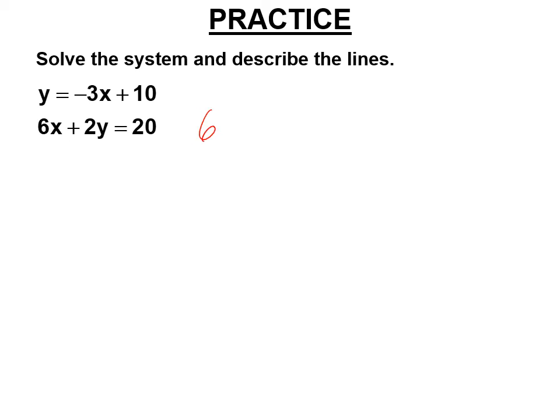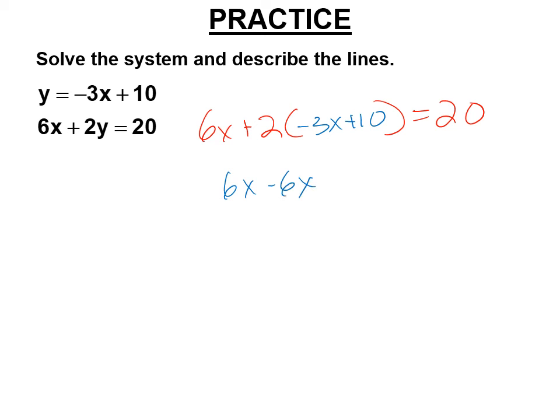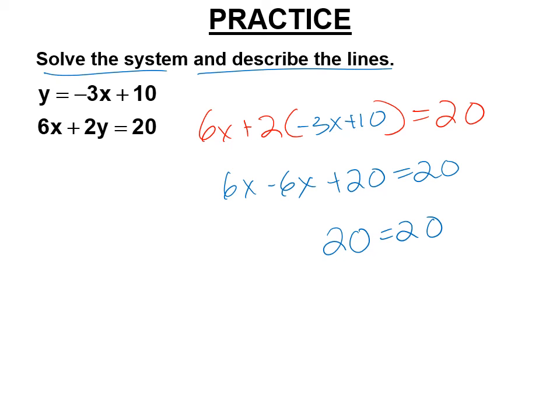Okay, so we have 6x plus 2, and we're going to put negative 3x plus 10 in there. And we get 6x minus 6x plus 20 equals 20. Well, that's here. We get 0x, also known as 0. And so we get 20 equals 20. What does that mean? Oh, look at what I said. Solve the systems and describe the lines. All right, this means there are infinite solutions. Whenever you get that, that's infinite solutions.